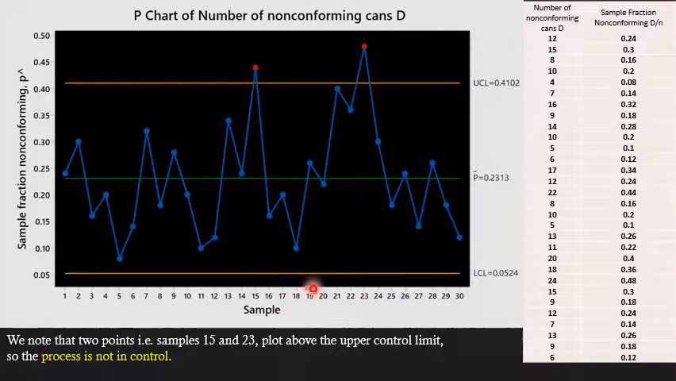This is the control chart with the center line and the upper and lower control limits shown in this figure, and the sample fraction non-conforming for each preliminary sample is plotted on this chart. Here we can see on the x-axis the total number of samples, that is 30 samples, and on the y-axis the sample fraction non-conforming, that is P cap. We can note from this chart that sample numbers 15 and 23 are above the upper control limit, so we can say that the process is not in control.